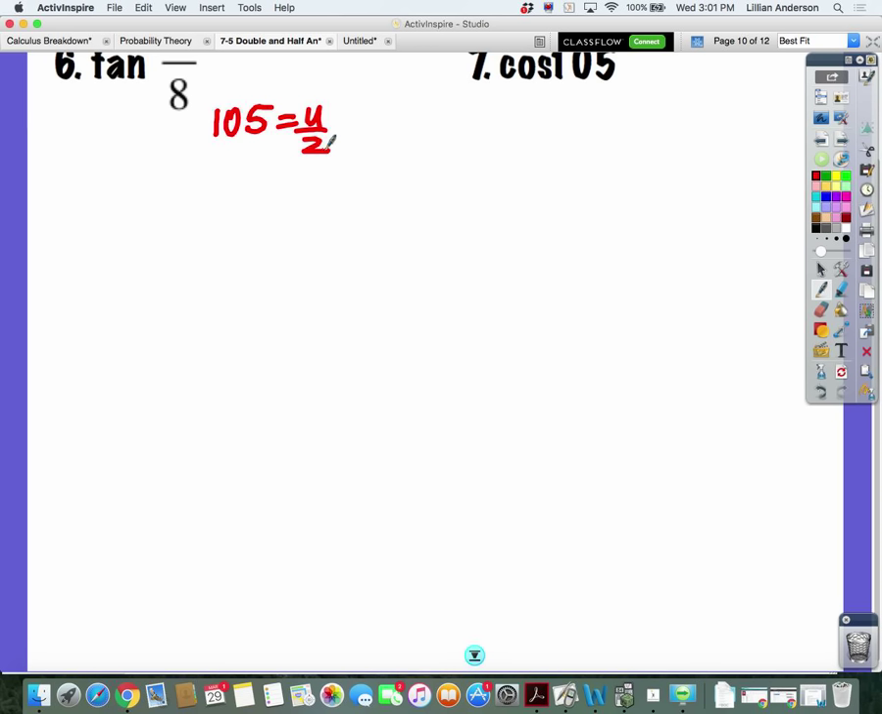To find u, all I have to do is, what is 105 times 2? 210. So that is the u. That gets plugged in. So your half angle identity for cosine is a plus or minus.